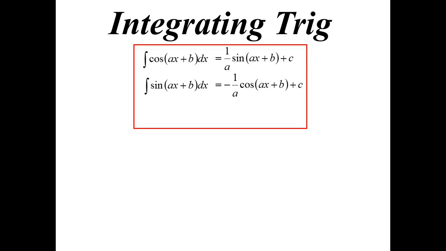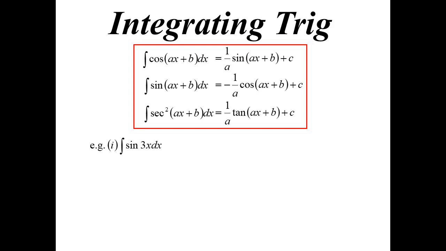And then the third one, sec squared. Well, we saw that when we differentiate tan, we get sec squared, so logically integrate sec squared, you get tan. As I say, that's just for linear functions. Let's do some examples. So integrate sine 3x.